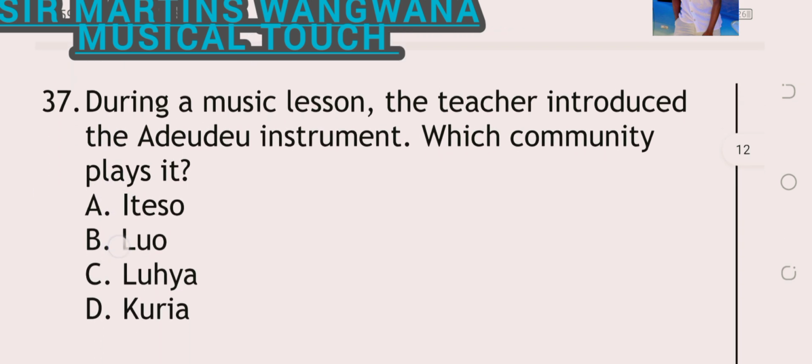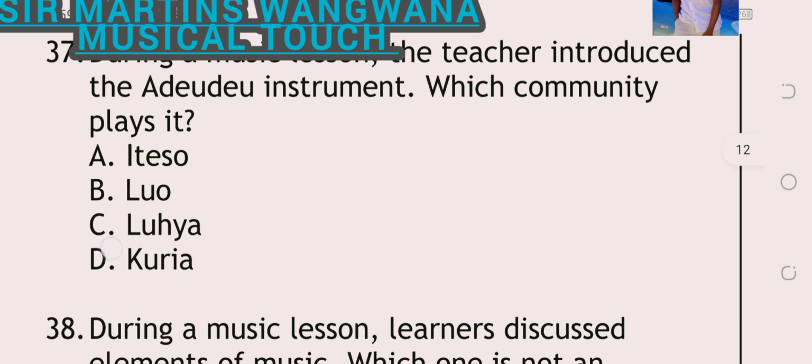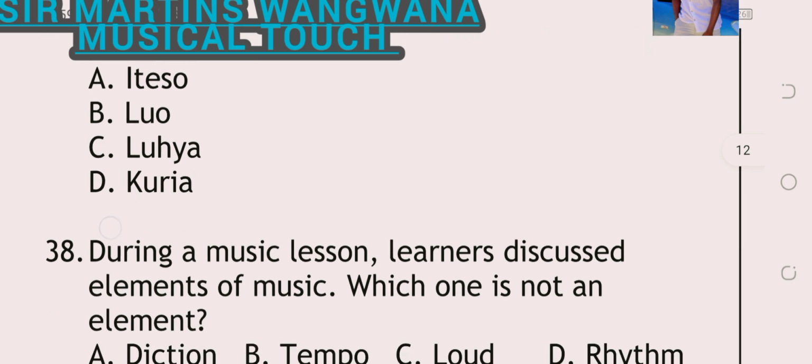Number 37, now let us proceed normally. During a music lesson, the teacher introduced a deudeu instrument. Which community plays it? A deudeu is from Iteso, which is A.